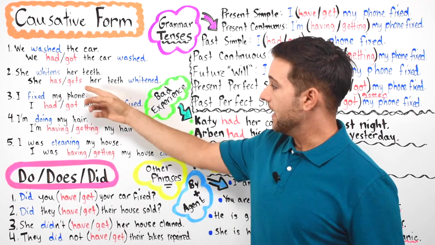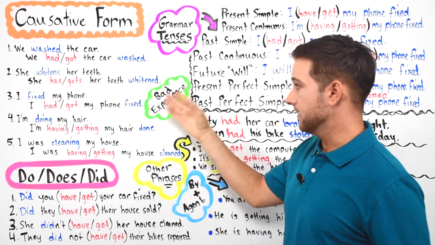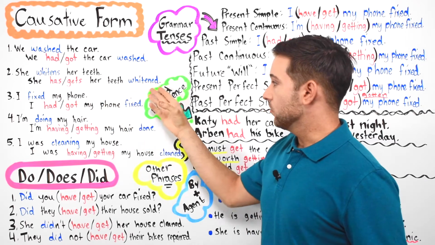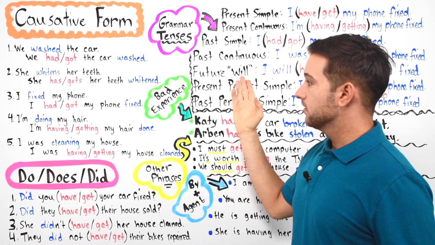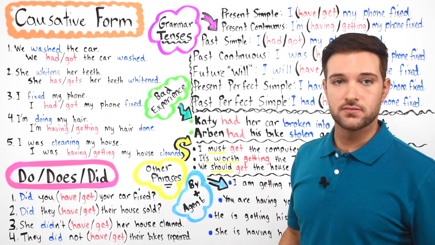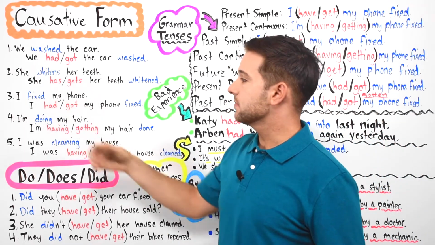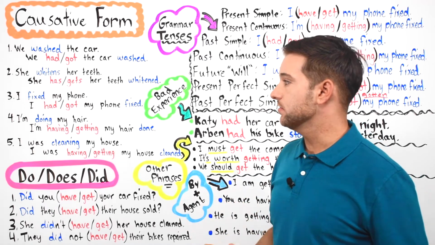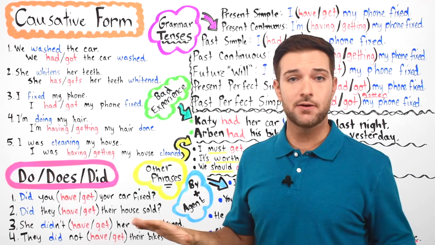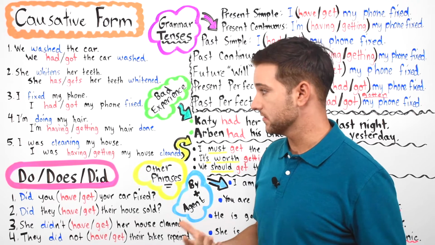So she has her teeth whitened by a dentist. She gets her teeth whitened every year by a dentist. You could say something like this, okay? Number 3, I fixed my phone. I did it. I was the person who fixed it. It was broken. Now it's not. Okay? It's repaired. It's fixed.